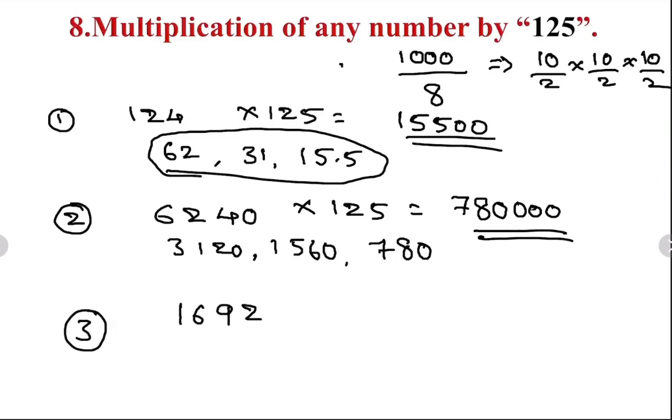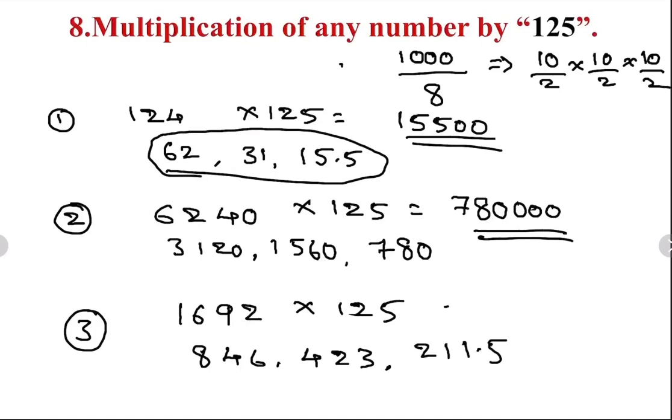1692 is multiplied with 125, half of the value 846, again half of it, again half of it, multiplied with 1000 means 211,500. This is the answer.